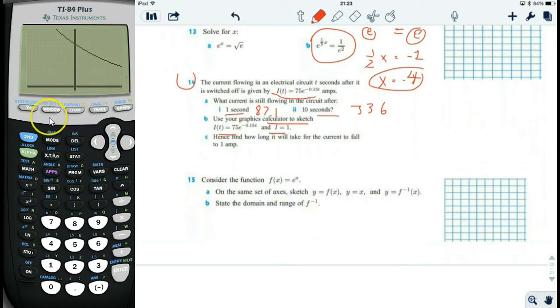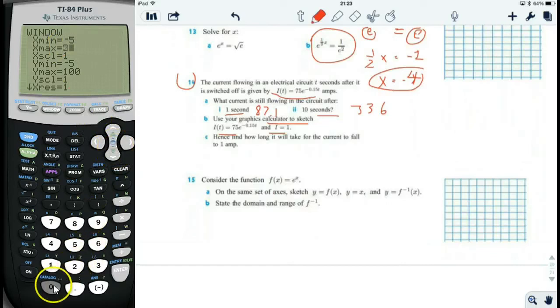And find how long it will take for the current to fall to 1 amp. Let's see, can you see that that's going down, but it's not near 1 yet? So how are we going to see that? Well, we're going to have to change the window size, and we're going to change the x max to something much bigger than 5. Let's say 200. Maybe that'll be enough to see it cross. Oh, there. It seems to have reached it.